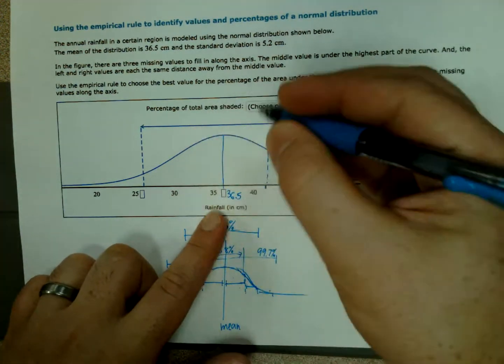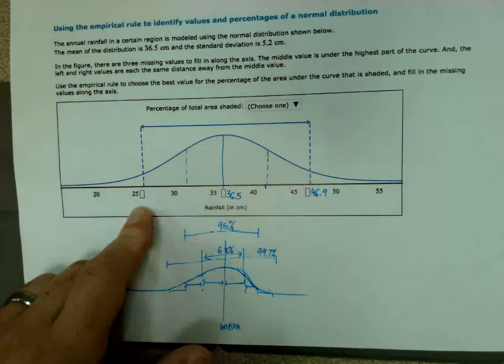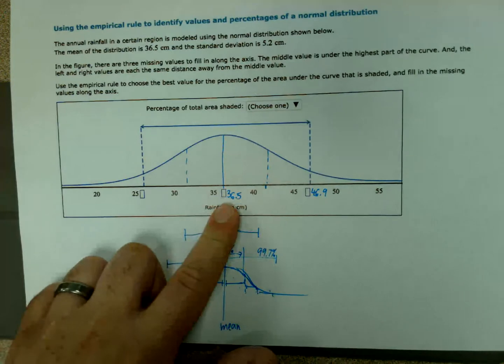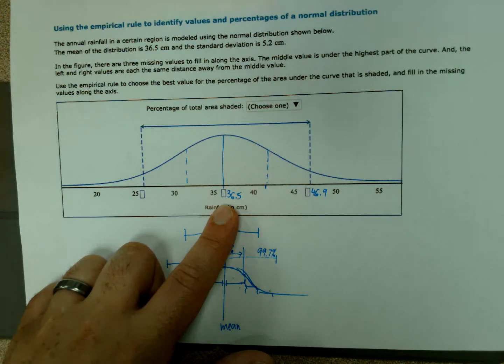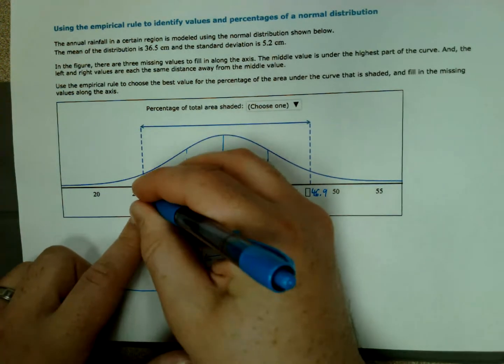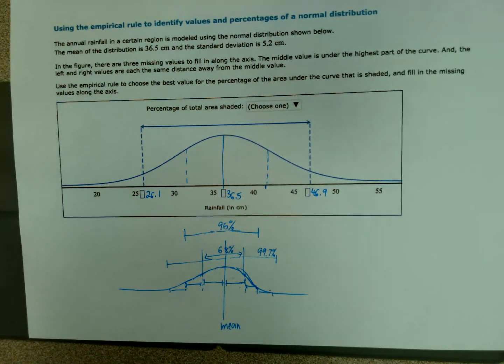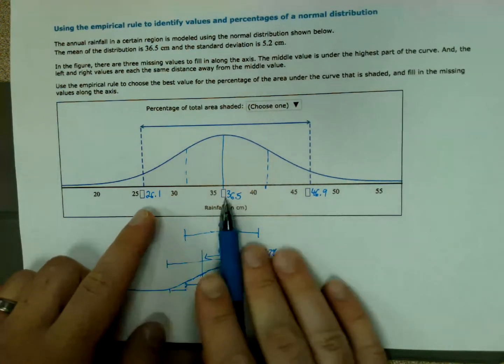Since I know that, I can go the other way and do the same thing to figure out two standard deviations that way. I go back to 36.5 and subtract my 5.2 this time. I need to subtract it twice because it's going to be symmetrical. I added it twice, so I'm going to subtract it twice, and that takes me to 26.1. Seems reasonable, between 25 and 30. So those are my three numbers that I need.